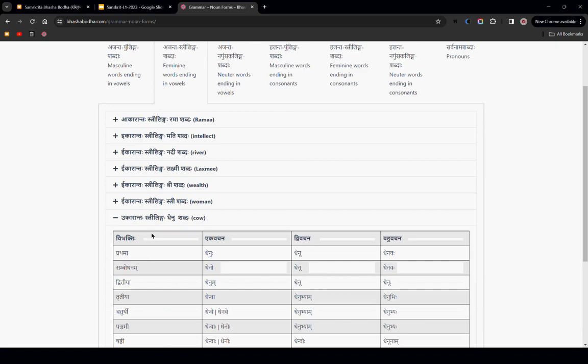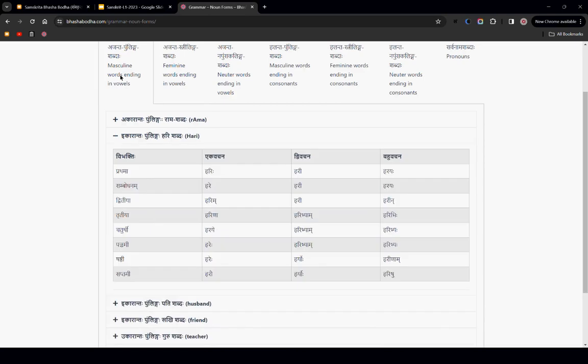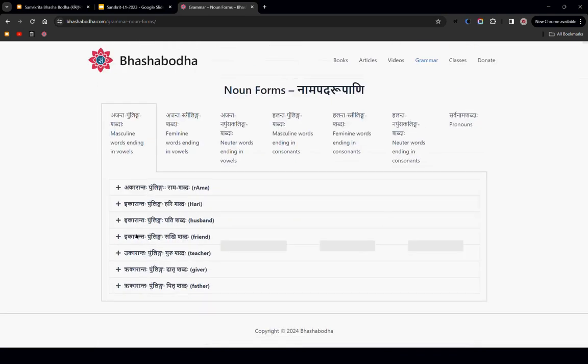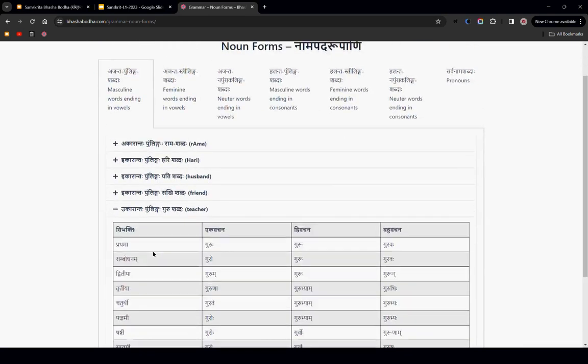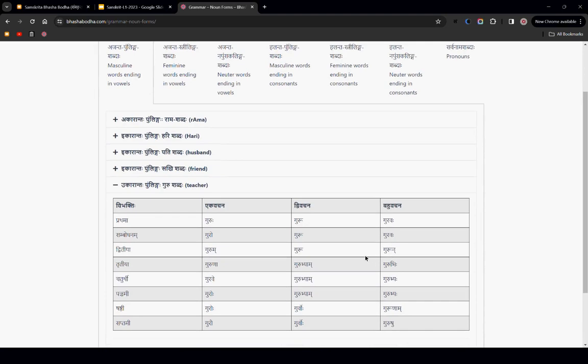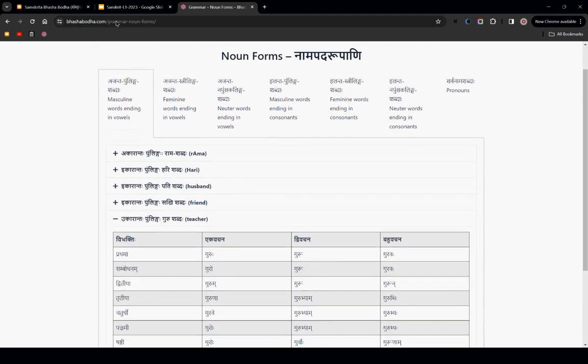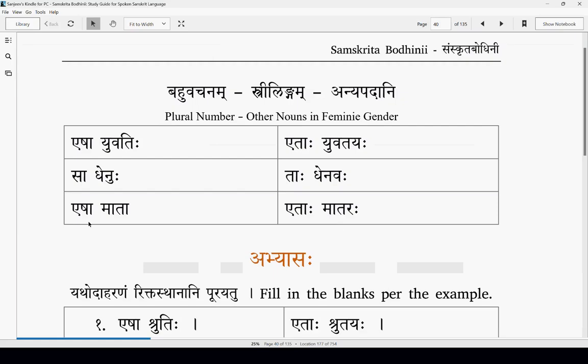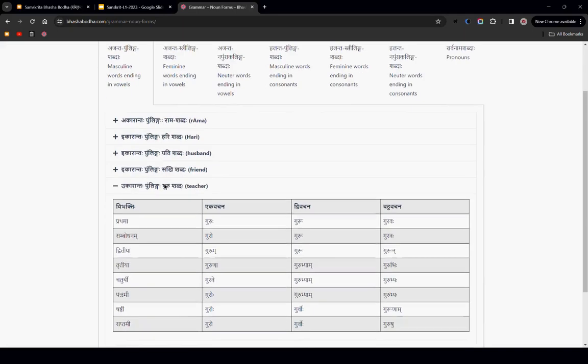So same thing with the Dhenuhu. You see the Dvitiya Bahuvachanam, Dhenuhu. Rasva Ukaranta Strilinga word. Whereas if you look at Rasva Ukaranta Pullinga word, it is Gurun. Mata, Matara. So here also Rukaranta Pullinga, Strilinga words are also there.